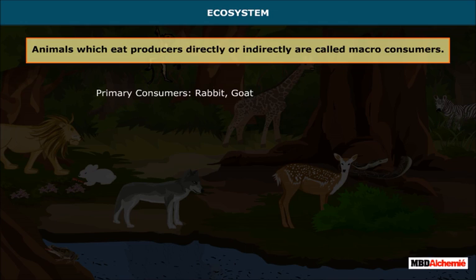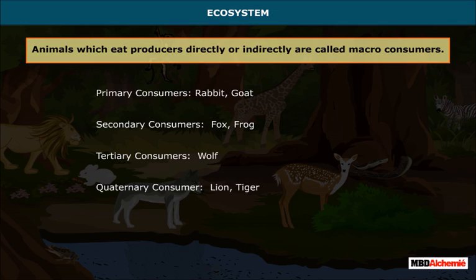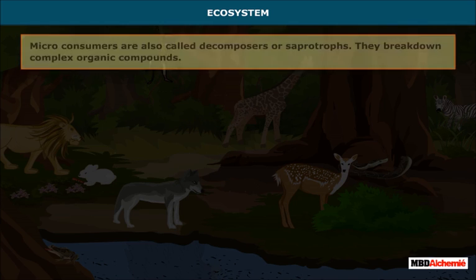1. Primary consumers. These include rabbit, goat, etc. 2. Secondary consumers. These include fox, frog, etc. 3. Tertiary consumers. These include wolf eating upon the fox. 4. Quaternary consumers. These include lion, tiger, etc.